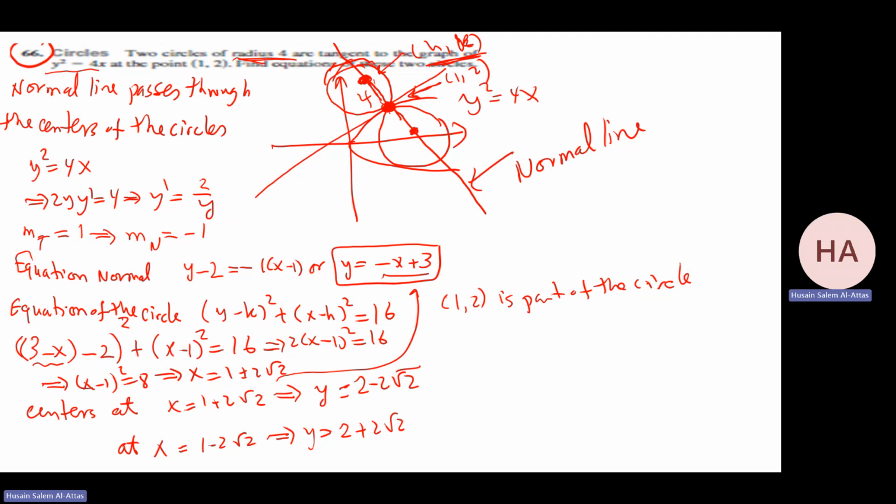You have the center, you have the equation, you have the radius, that's it. So plug it in this. You get everything. I hope it's clear. This is the main idea. This is the normal line. So this is tangent, this is tangent. So this is the normal line, which is 4 units from this. And the center passes through the normal.